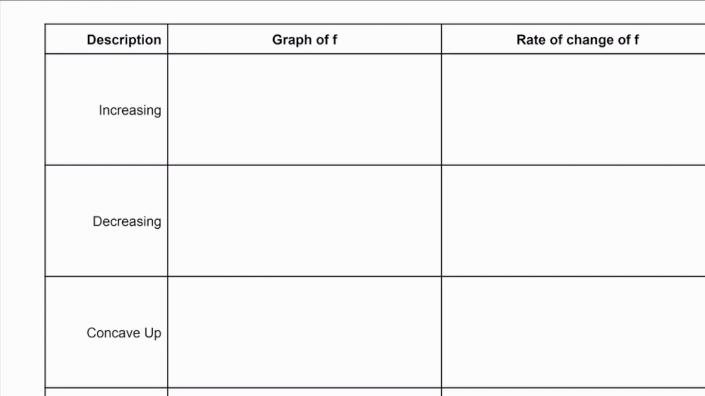Okay, so the graph of f is increasing when it's going uphill as I move left to right. Say the decreasing is where as I move left to right, the graph is going downhill. Okay, the rate of change of an increasing function is positive, and the rate of change of a decreasing function is negative.